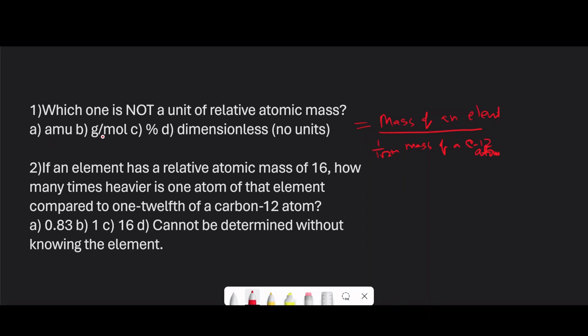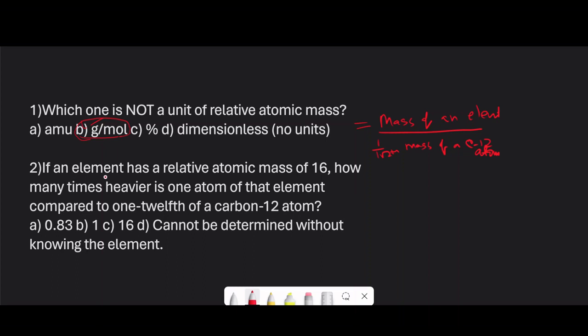Gram per mole, can that be possible? Because we are dealing with grams here, and if we give mass in grams here and also give mass in grams here, it's going to cancel out. So this can't be done. Percentage, well, it could be. Dimensionless, well, that's also possible. So this is the answer: gram per mole, because we know it's a ratio, and a ratio should not have any unit.